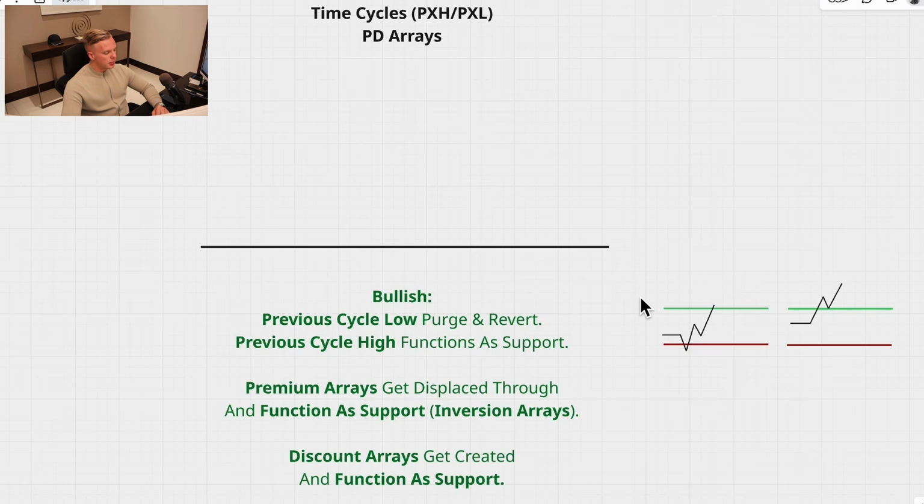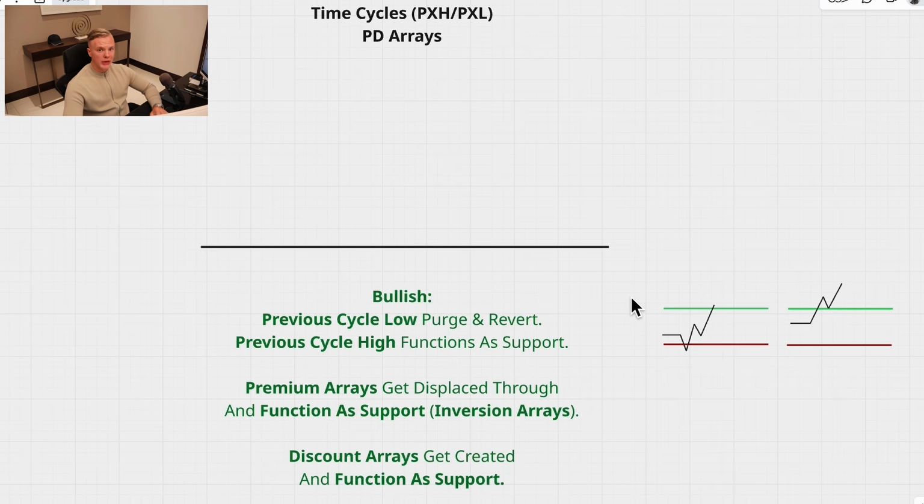When we pay attention to PD arrays then, what I would like you to understand is that the moment that premium arrays get displaced through, we anticipate them to function as support on price. Every single premium array that gets displaced through and we see the market displace above it gets treated as an inversion array. So what this means is that the premium arrays which formed on the left side of the curve can be utilized on the right side of the curve as discount arrays, as potential support areas, if you would like to think in those terms.